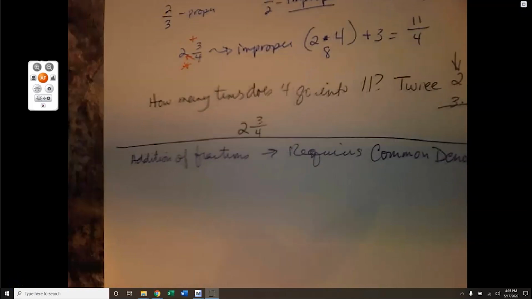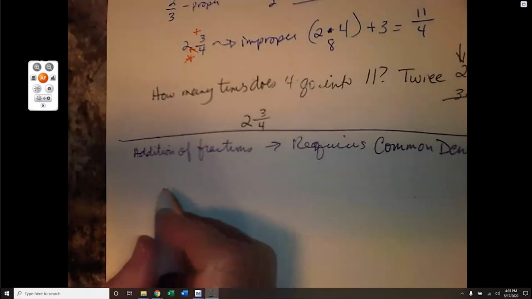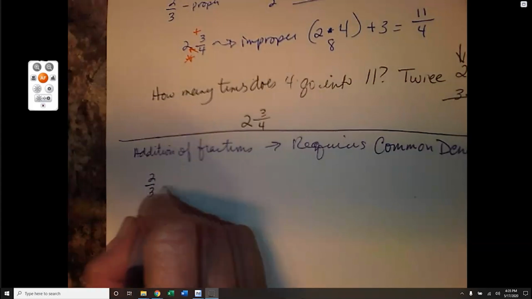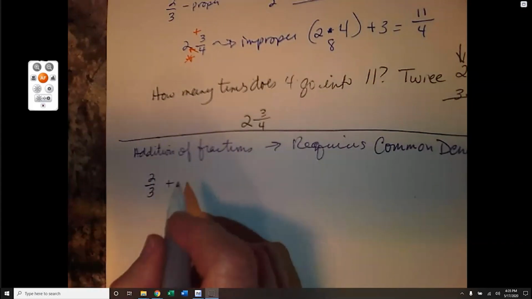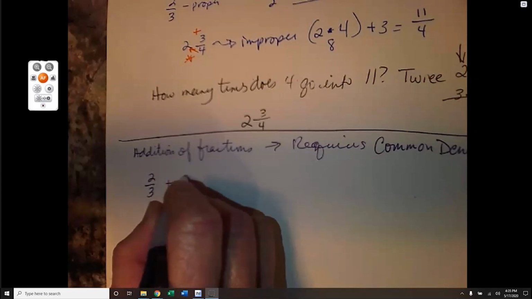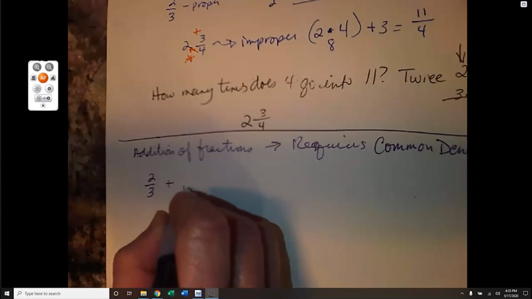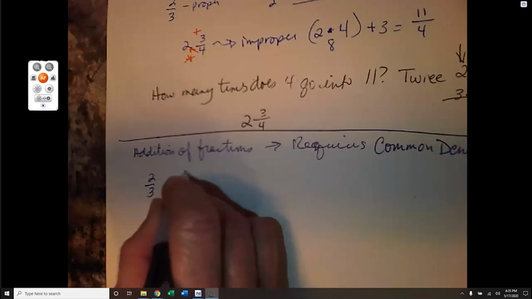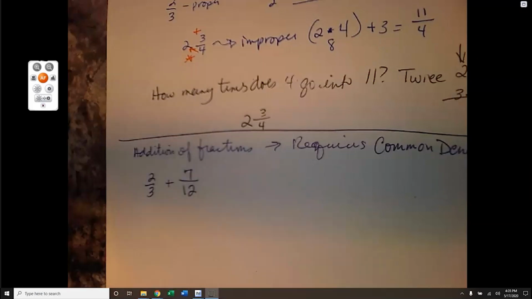So, for example, if we had 2/3 plus, let's see, I'm thinking of a number. Let's go with 7/12. So if we have something like this and it's an addition problem, what that means is we need that common denominator.